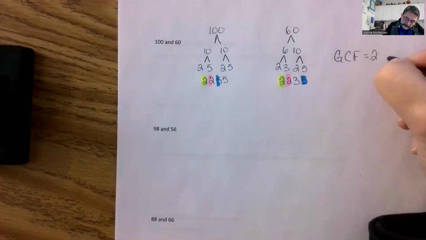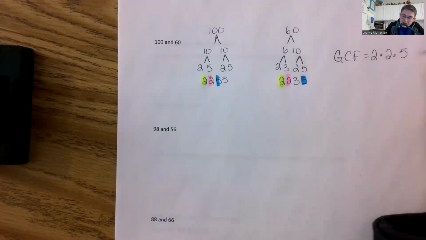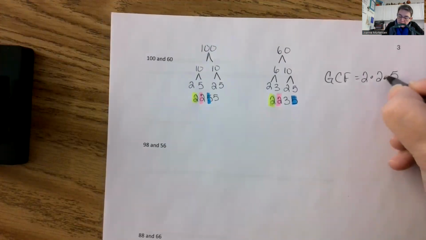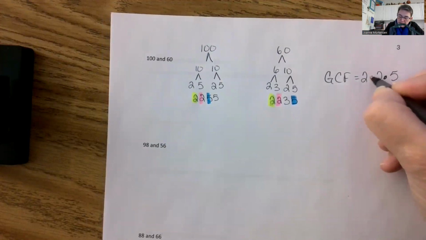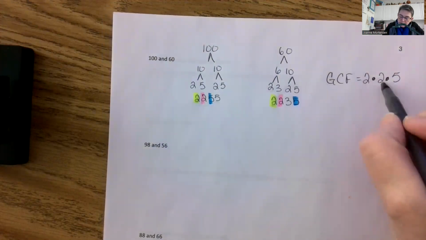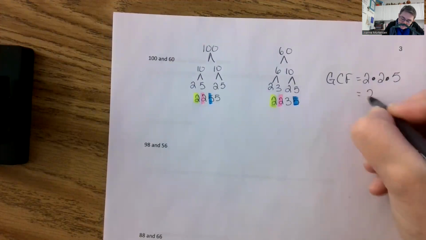So 2, 2. Oh, whoops, I forgot to mention that in math, a dot like that also represents multiplication instead of the times sign. So 2 times 2 is 4, times 5, and that's 20.